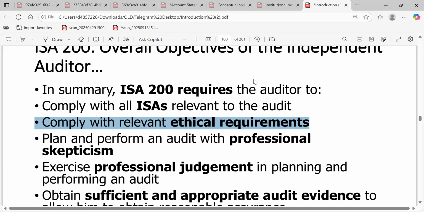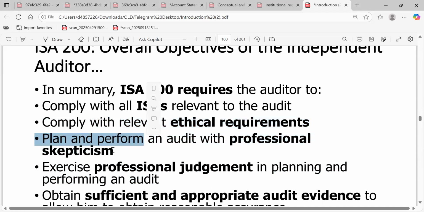What is professional skepticism? Anyone? My friend Peter, what is professional skepticism? Anyone, please? Okay. Professional skepticism simply means the auditor has a questioning mind. He wants to know everything. He wants to understand everything that is happening. That's what we mean by what? Professional skepticism.